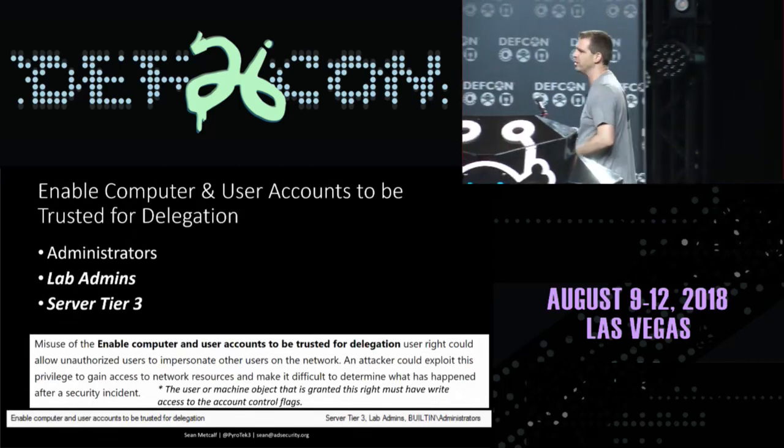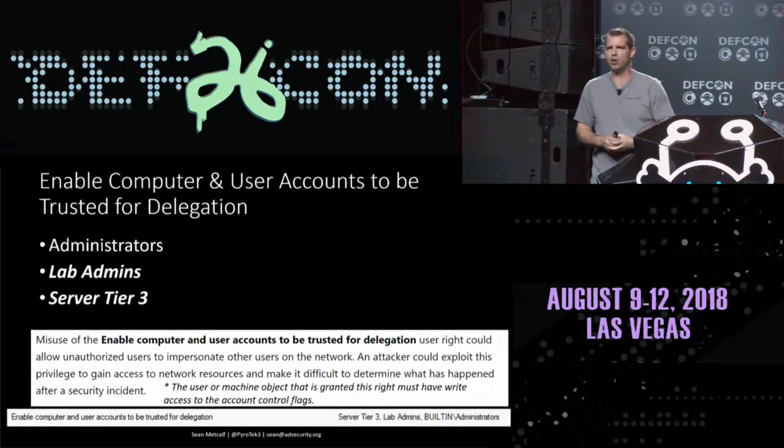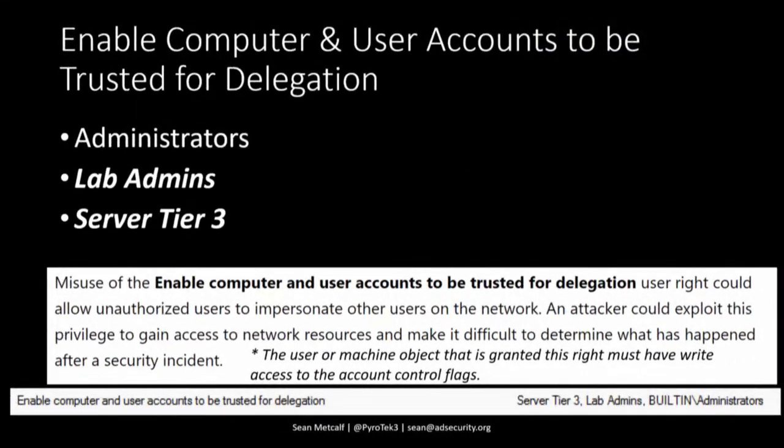Trusted for delegation, this is a really interesting thing. Will Harmjoy did a great blog article about this. I've talked about the dangers of unconstrained Kerberos delegation. Kerberos delegation is impersonation. So when you configure a computer or an account with the ability to delegate, to impersonate a user, that means they can impersonate that user for Kerberos services on the network.